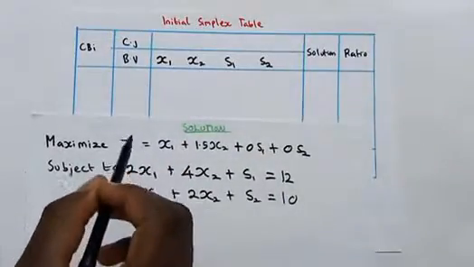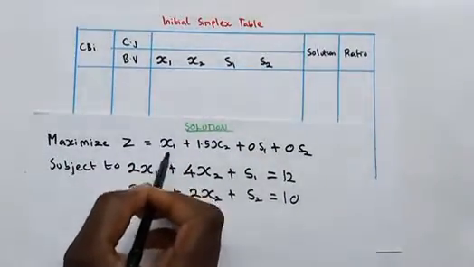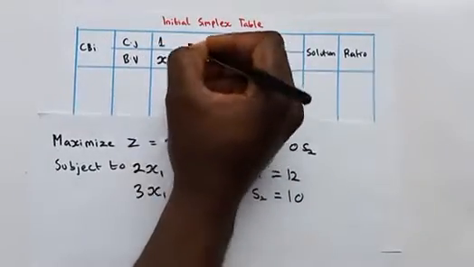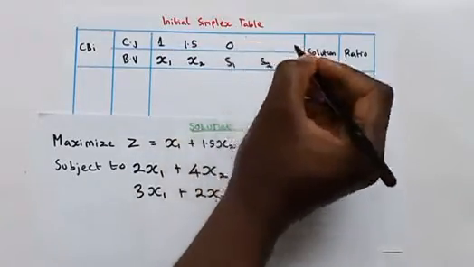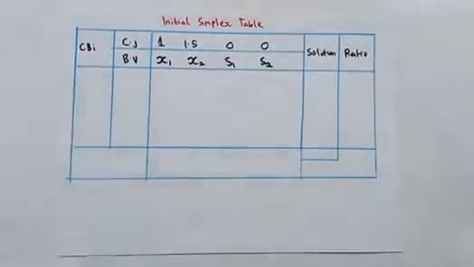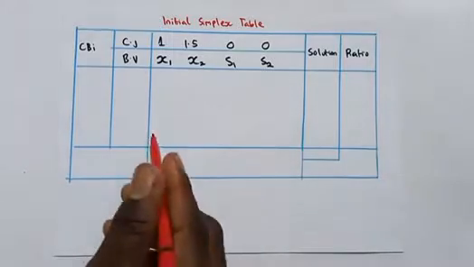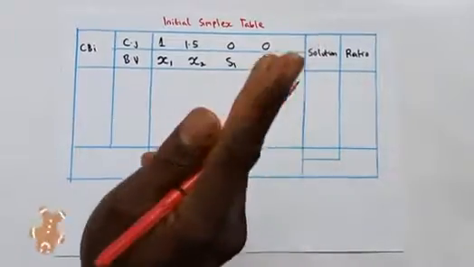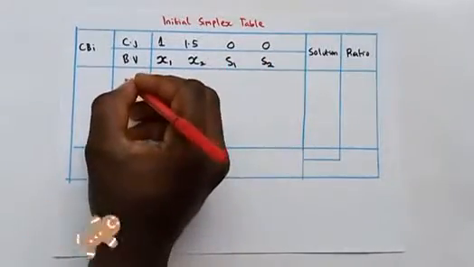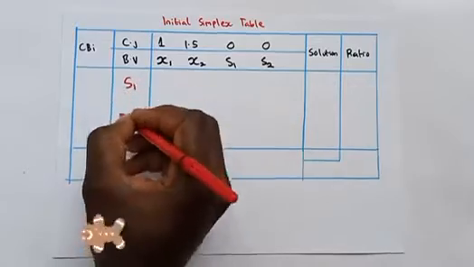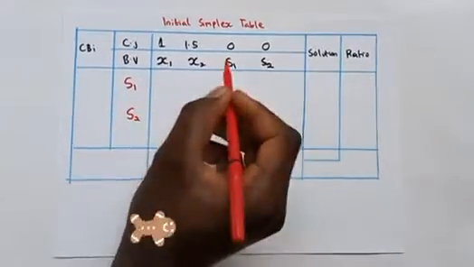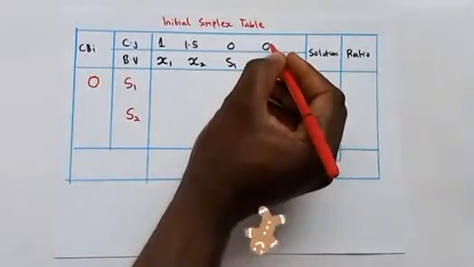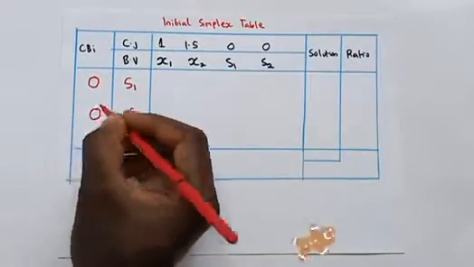Cj are the coefficients of these variables. So the coefficients here are 1, 1.5, 0, and 0. Then the next thing to do, how many slack variables do we have here? s1 and s2. We have only two slack variables here. So we write the slack variables here. What is the coefficient of s1 here? 0. We write 0 here. And what is the coefficient of s2 here? 0. We write 0 here.